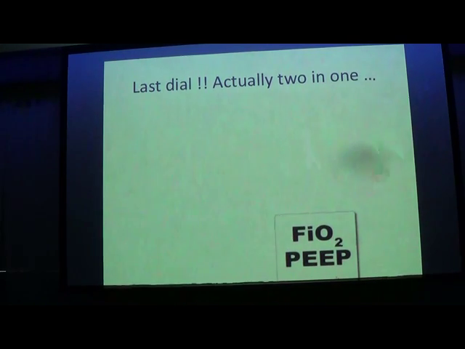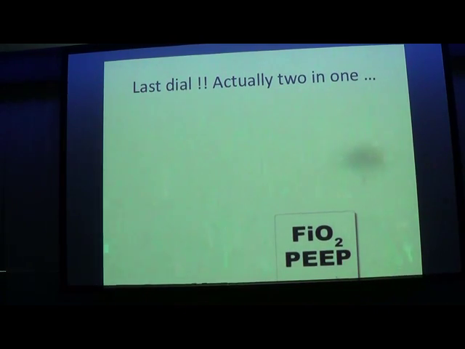In ARDS net, they have a PEEP scale, low scale and high scale. In the low scale, at 0.3 they have given 8 PEEP, at 0.4 they have given 10 PEEP, at 0.4 they have gone to 14 PEEP. So gradually, with each step they have increased the FiO2 along with the PEEP to increase oxygenation and achieve a targeted 88 to 95% saturation. So PEEP and FiO2 is one knob.